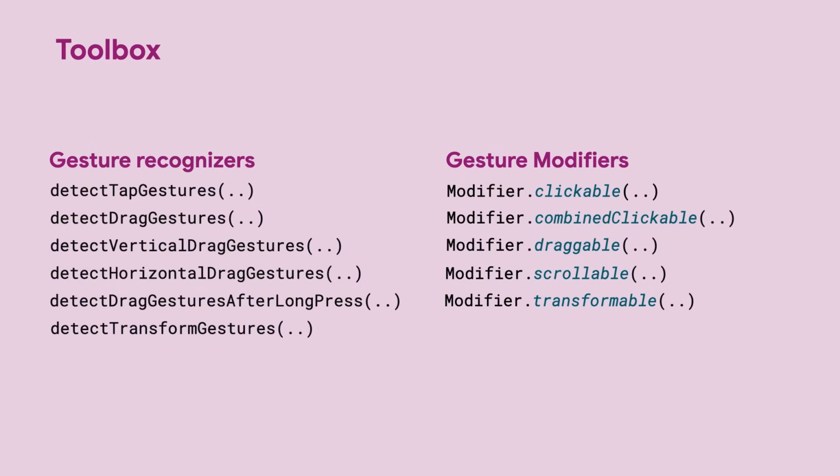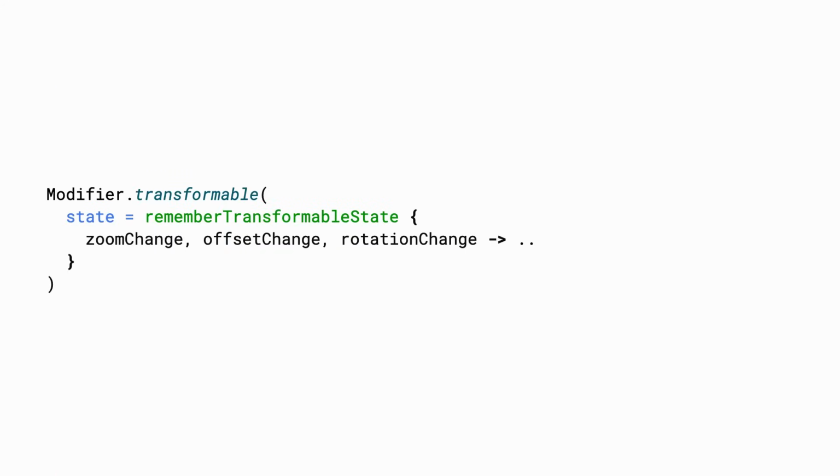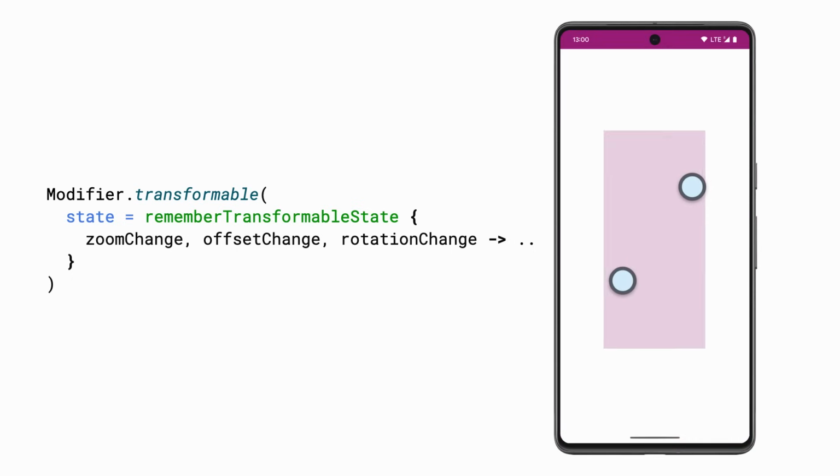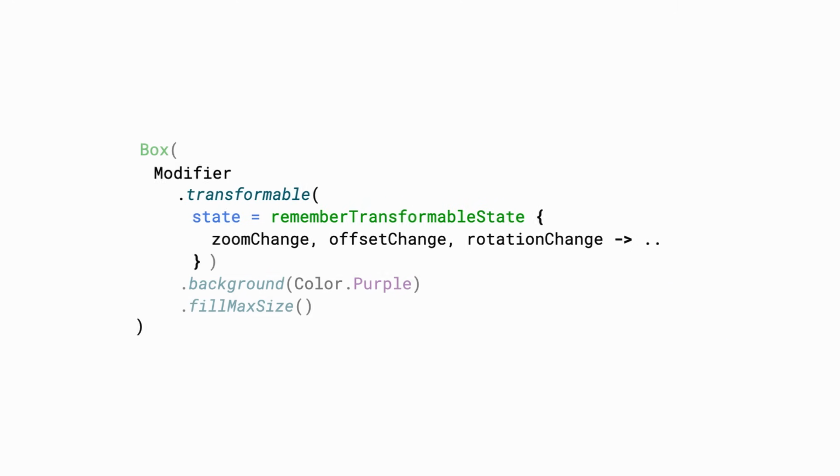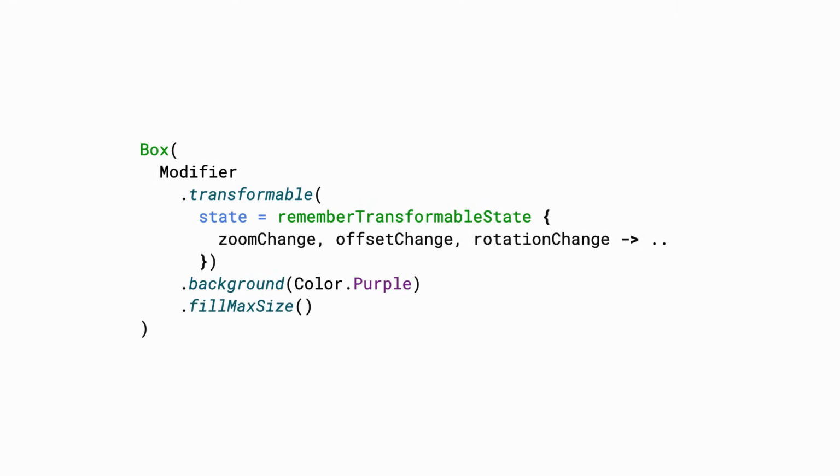Now, one other thing to keep in mind is that these modifiers exist to recognize gestures, and they don't actually transform anything. So if we, for example, look at the transformable modifier, we see that it gets continuous updates of zoom, offset, and rotation changes. Let's say that we want to use this modifier to create an element that we can move around with 2 fingers. Just having the modifier is not enough. We need to apply the modifier to the box composable.